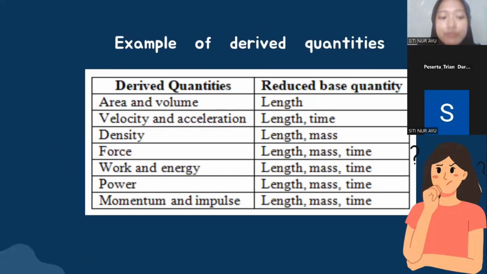While for derived quantities, there are several quantities. This is an example of derived quantities. Let's look at the table. For area and volume, the base quantity is length, and for velocity and acceleration, the base quantities are length and time, etc. You can look at the table for the examples.